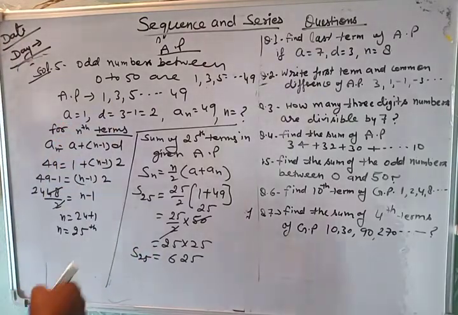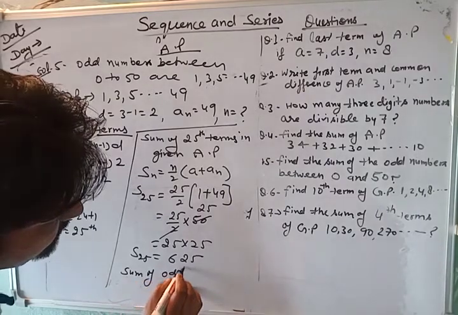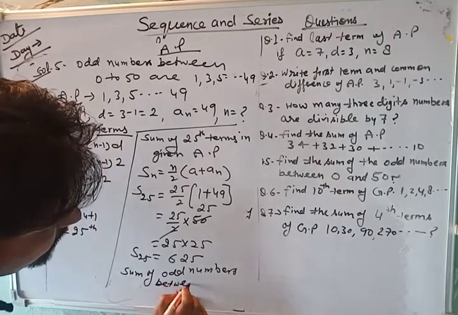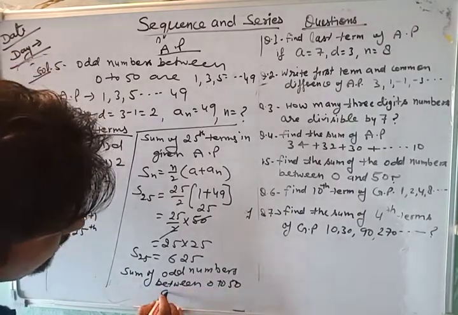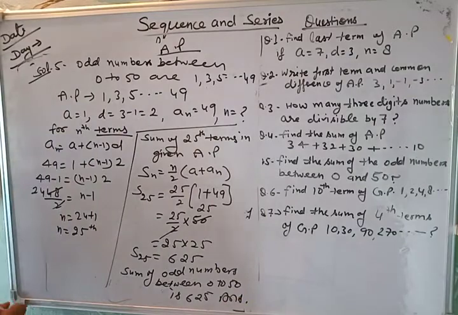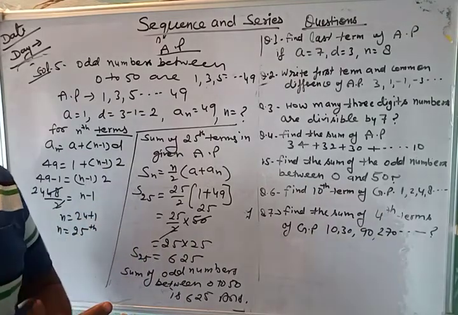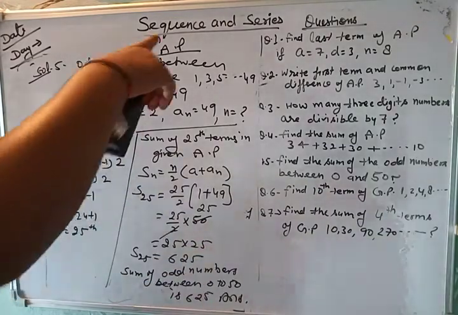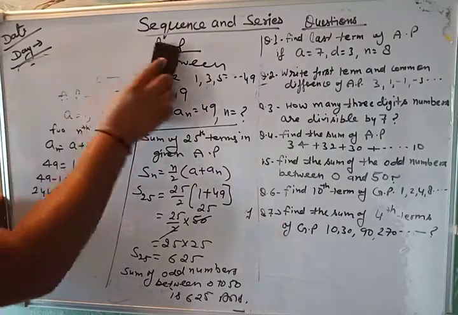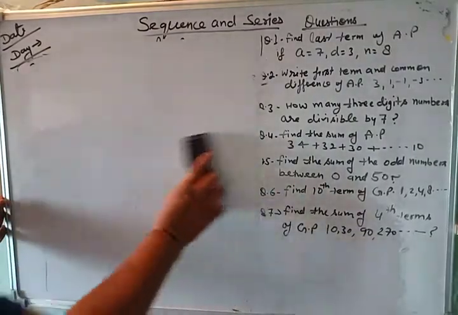It is the sum of all numbers between 0 to 50, which is 625. It is the answer. So this type of question is totally coming in the 10th class. But now because we are heading to sequence and series, it is also for the 11th class. Here we will be discussing the GP, geometric progression.